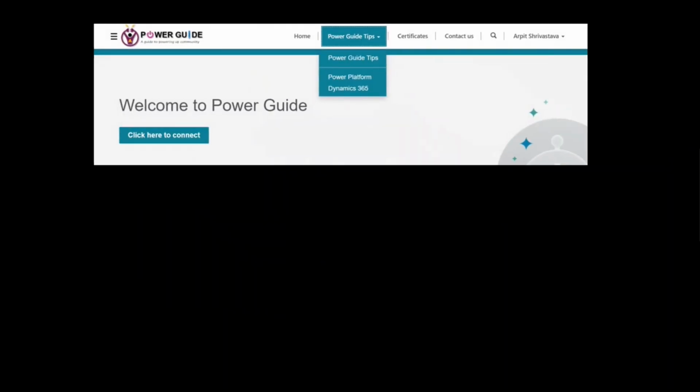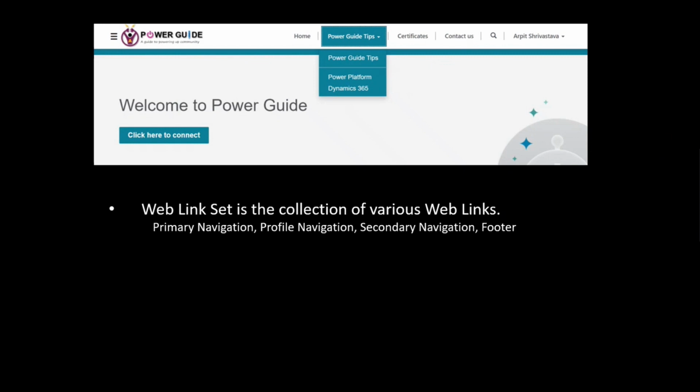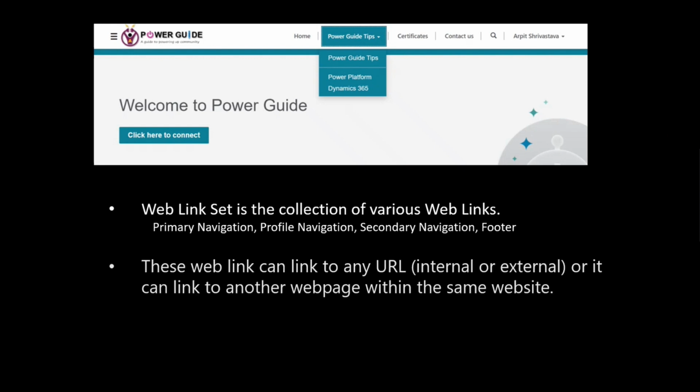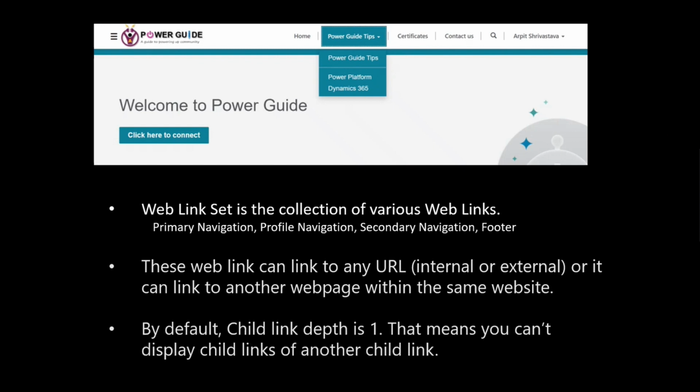So this is how you can display your web links, but there are some more important facts that we already discussed. A web link set is a collection of various web links, like primary navigation, profile, secondary, and footer. These web links are already there when you install the portal, but you can create your own links as well. Web links can be redirected to either an external page or an internal page. By default, the child link depth is only one. That means you cannot display child links of another child link, right? So only one level of nesting is possible.